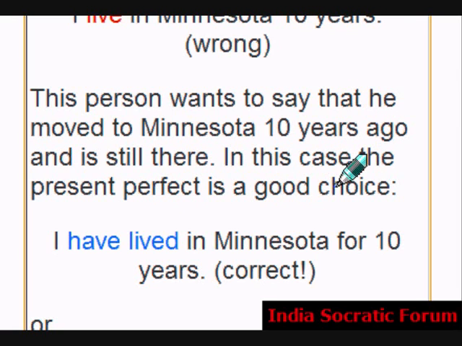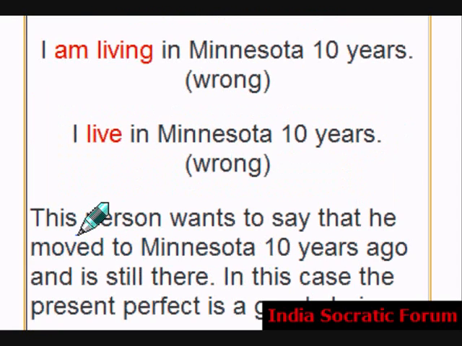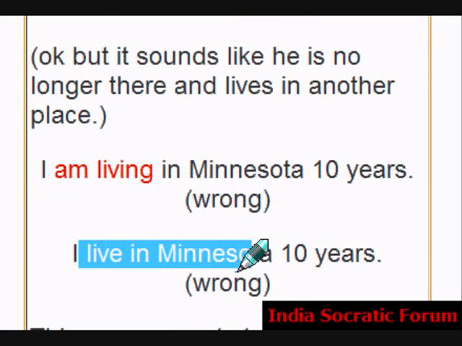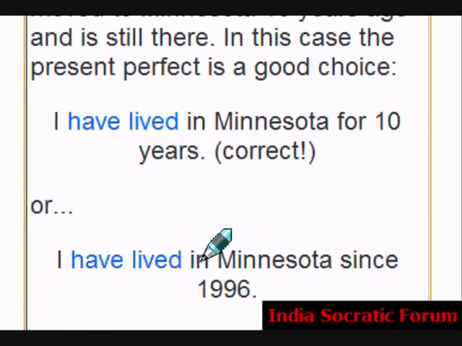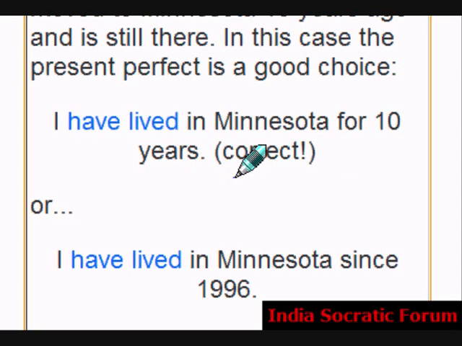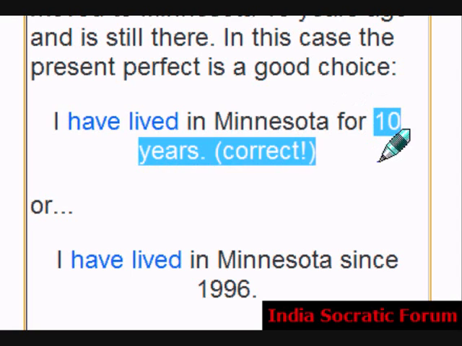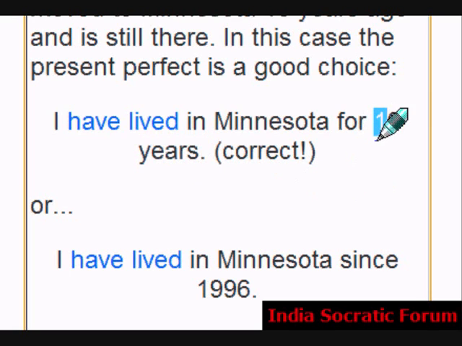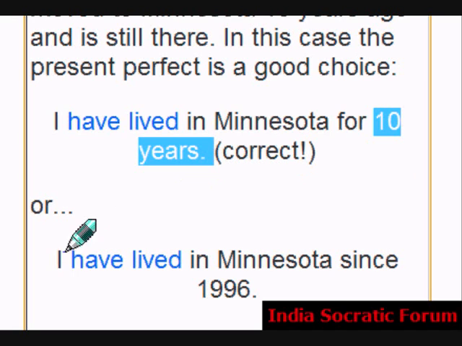In this case, the present perfect is a good choice. I have lived in Minnesota for 10 years. Look, instead of I lived in Minnesota, or I am living, or I live in Minnesota for 10 years, we rather use I have lived in Minnesota for 10 years. Have lived is the present perfect. This will denote not the past tense, but it specifies the time period or passage of time.